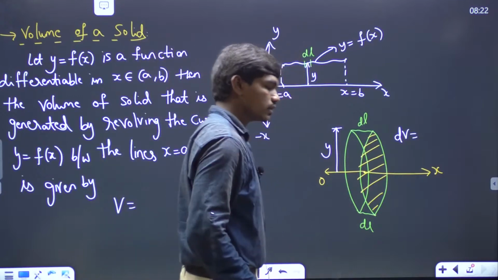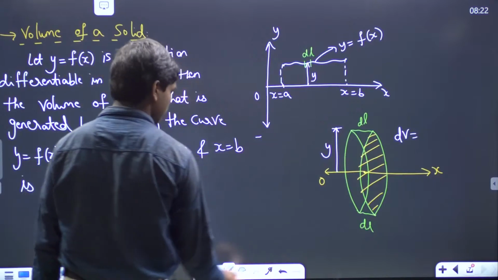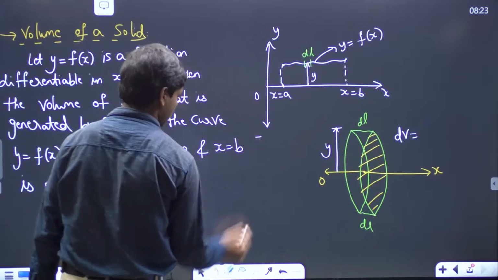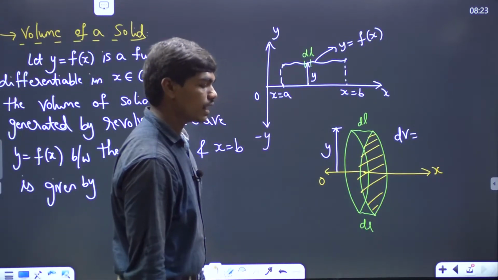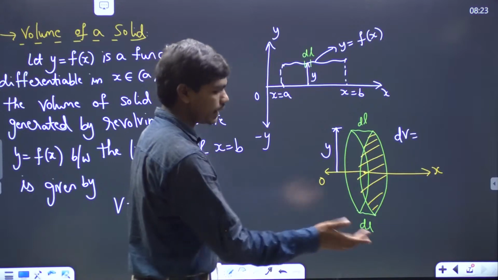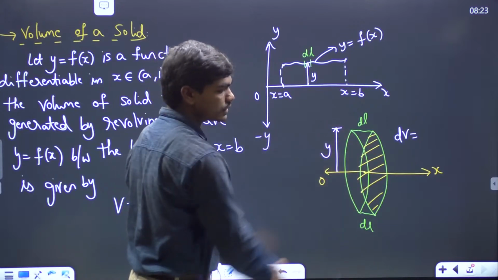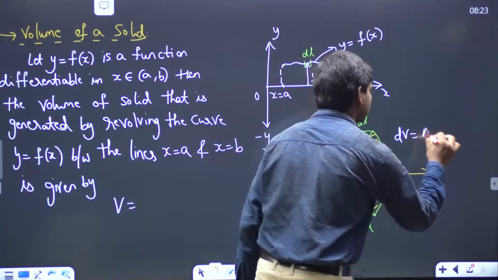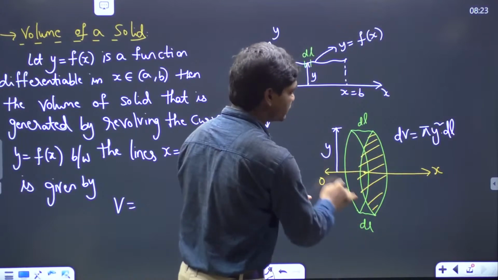Rahul, you're correct. So x-axis minus y, and yeah, sorry, this is minus y. Thank you. Okay, so no issues. Pi y square dl, correct? Because pi r square dl, because basically I have indicated this r as y, this is pi y square dl, correct? So pi y square into dl, where pi y square is the area of the circle.